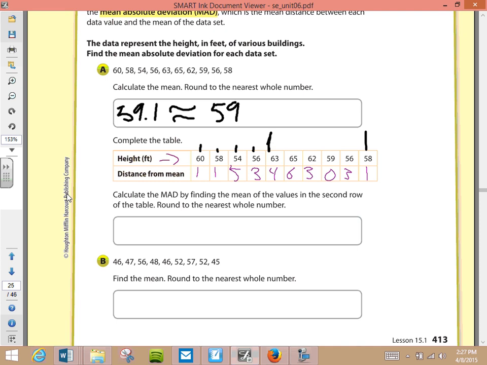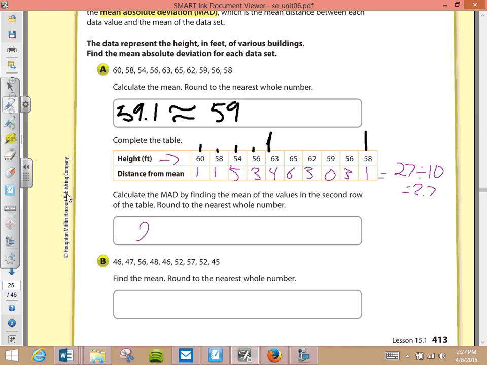Add all these up. What do you get when you add them all up? So when you add all these up, you get 27. And then you divide it by 10, you get 2.7. It says round to the nearest whole number. Yep. Approximately 3. And that's it.